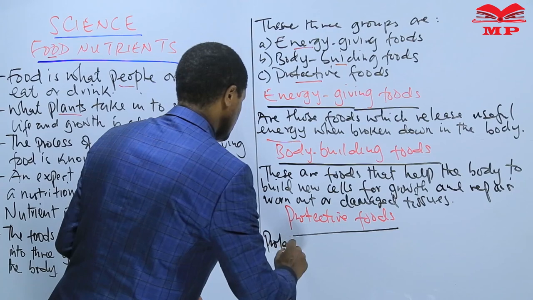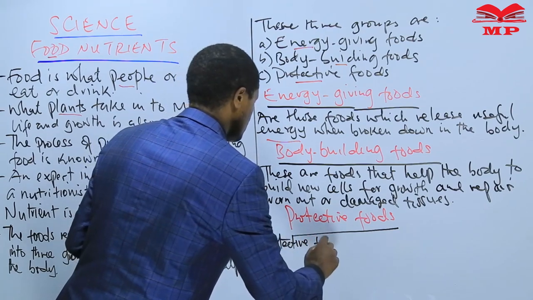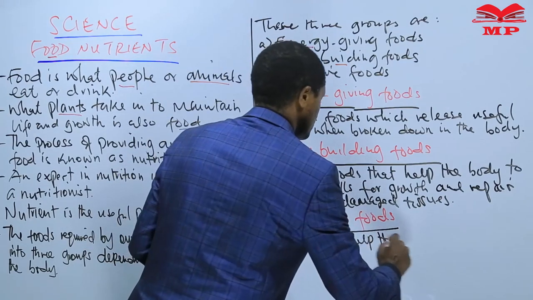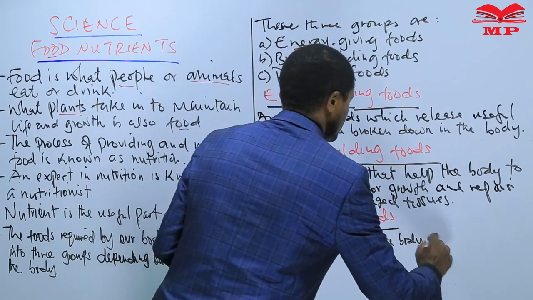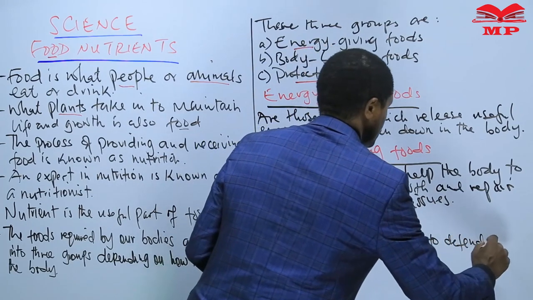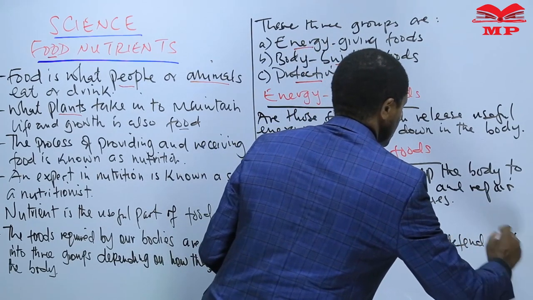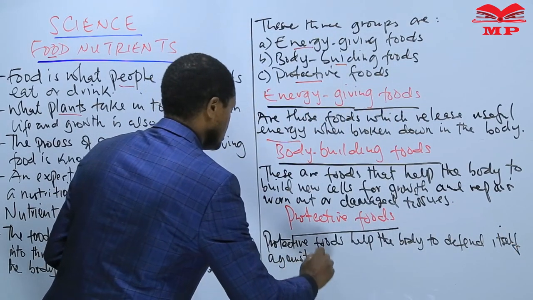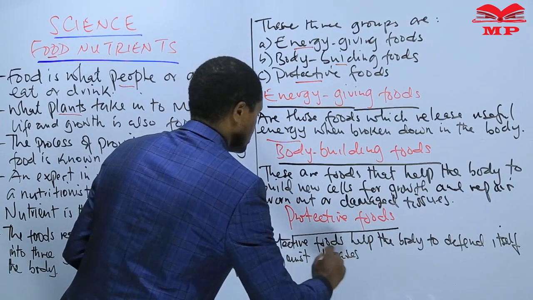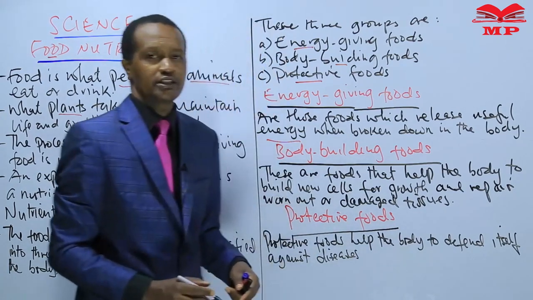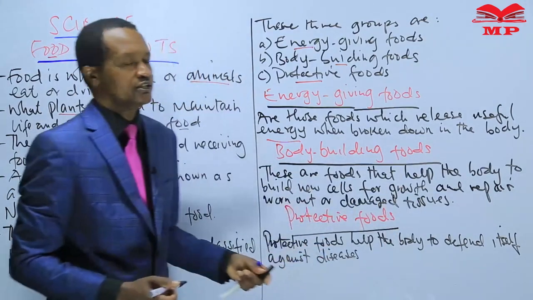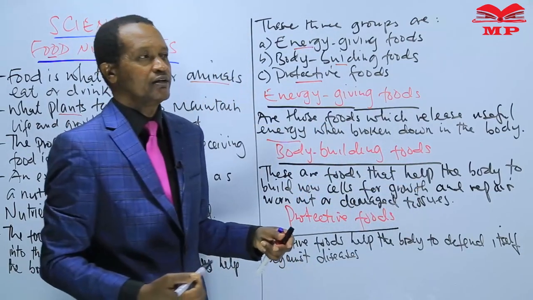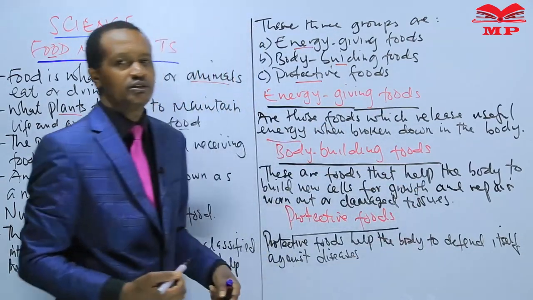Protective foods help the body to defend itself against diseases. Against diseases, learners. There are diseases outside. There are bacteria outside the body. There are viruses outside the body.